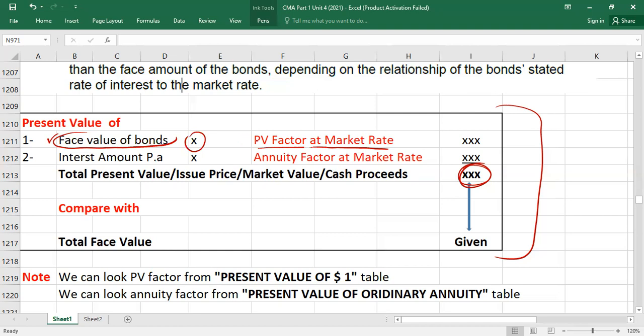Now maybe you are thinking, from where will you get the present value factor? For this, you have to look in the table. The name of the table will be in your exam. It will be the present value of $1 table. Present value of $1 will be written as a heading. And I will show you now.